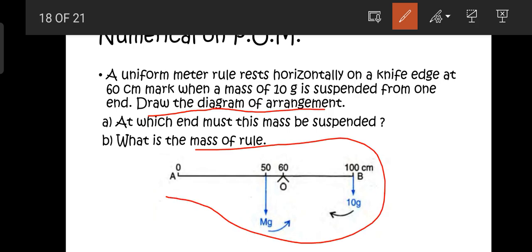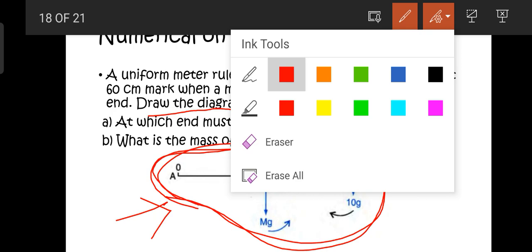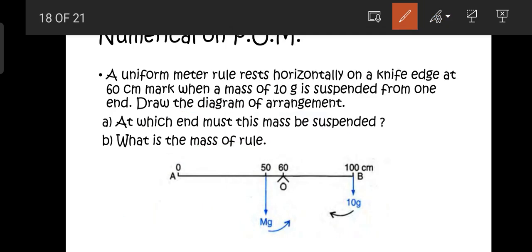This is the arrangement, this is the diagram. So this is the pivoted point, and at which end must this mass be suspended?